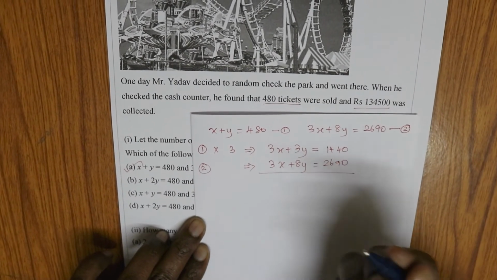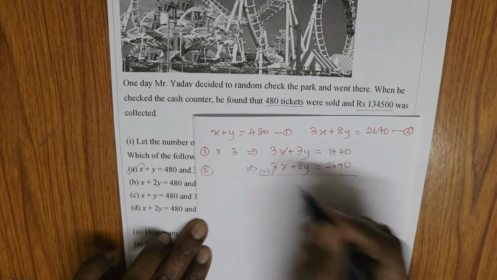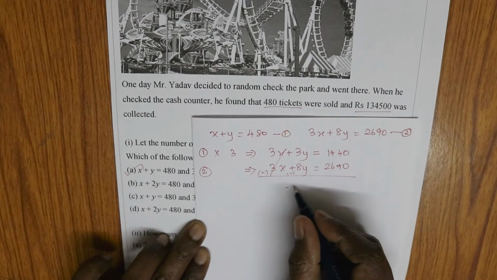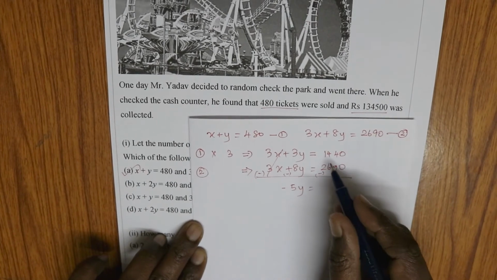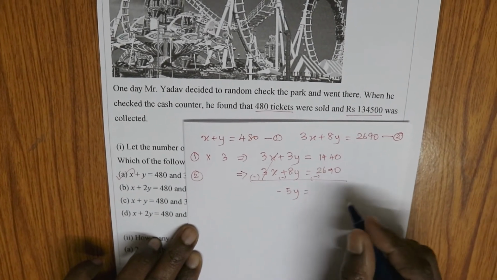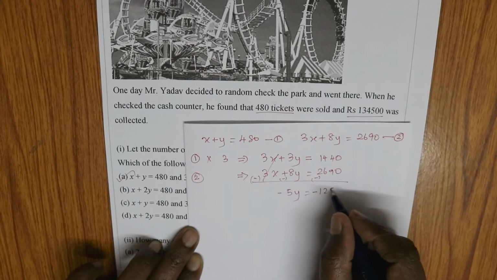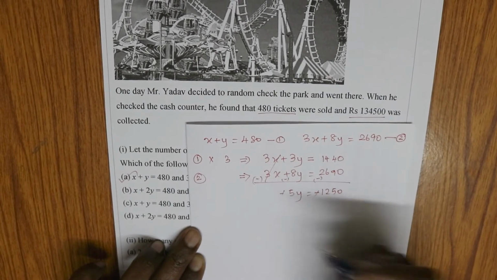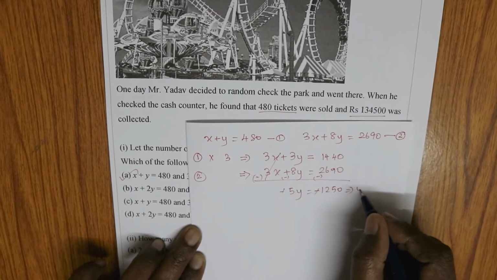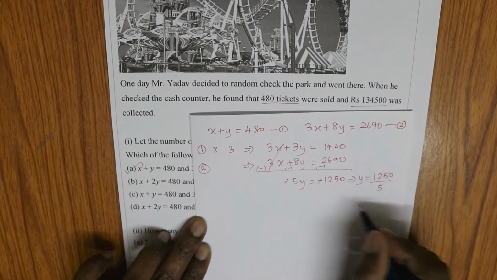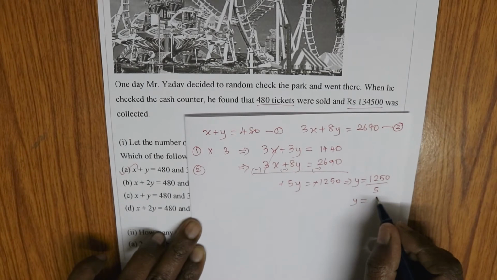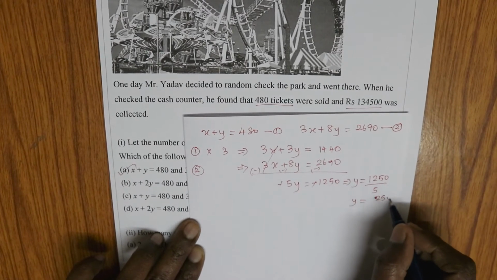This is the elimination method. So come on, let's eliminate. Change the sign, cancel. Change the sign, you will get minus 5y. Change the sign, when you subtract 1440 from 2690, you will have minus 1250. Take away the minus sign on both sides. So you will get the value of y as 1250 by 5, which gets reduced to 250.